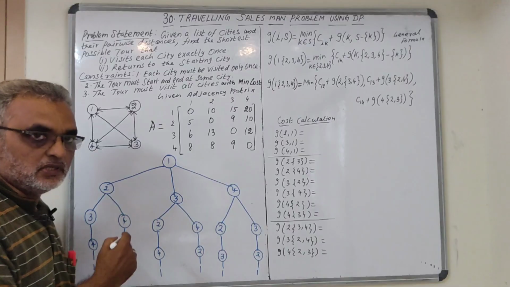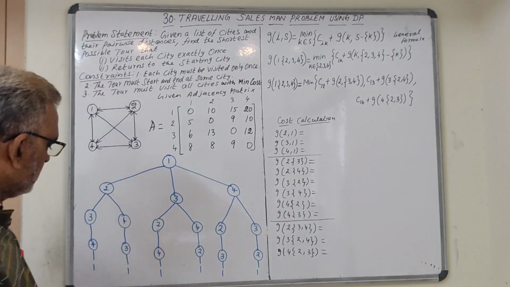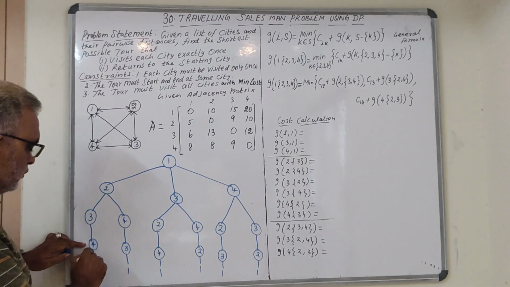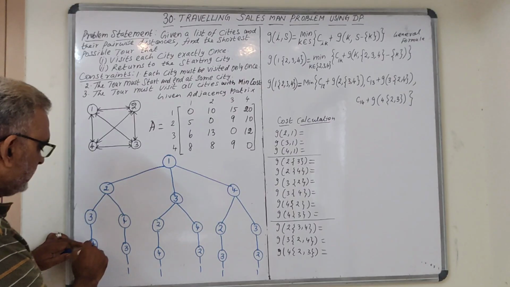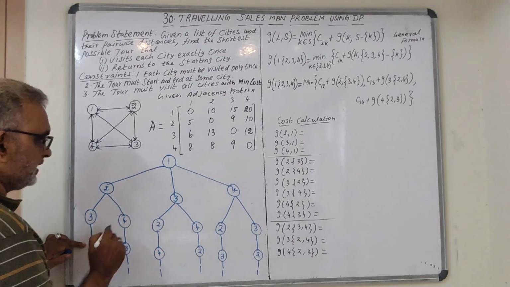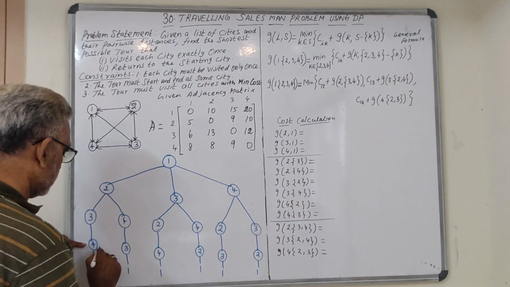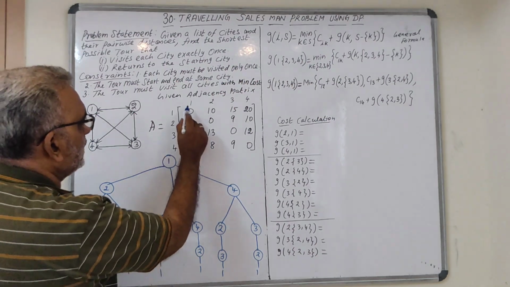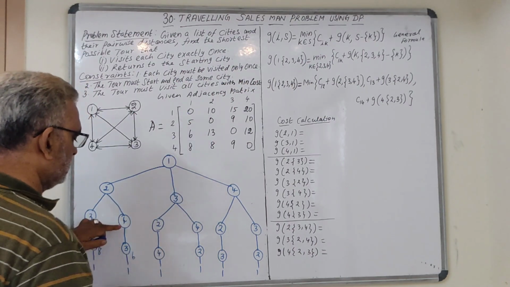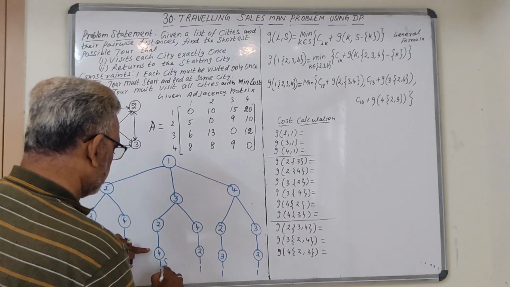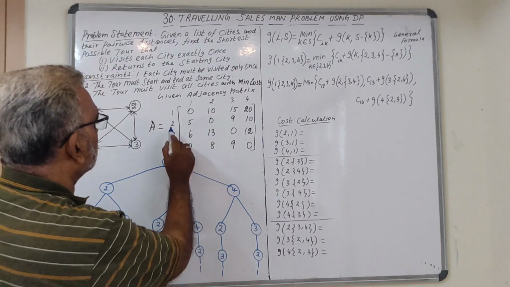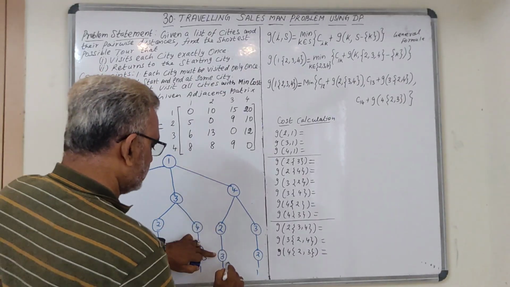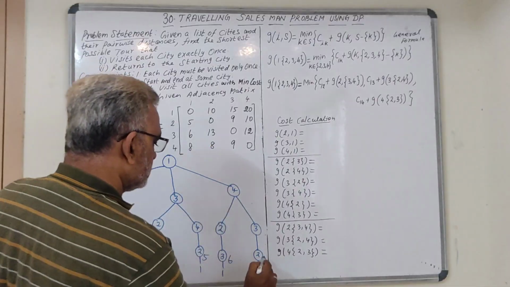We can calculate the distance from each city. For example, let us start from the lowest level, 4 to 1. From city 4 to 1, what is the cost? 4 to 1, it is 8. What is the cost from 3 to 1? 3 to 1, it is 6. 4 to 1 is 8, 2 to 1 is 5, 3 to 1 is 6, and 2 to 1 is 5.